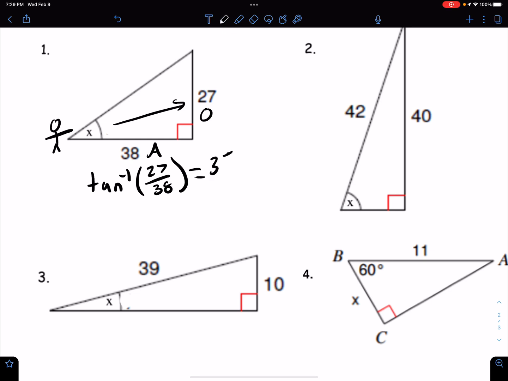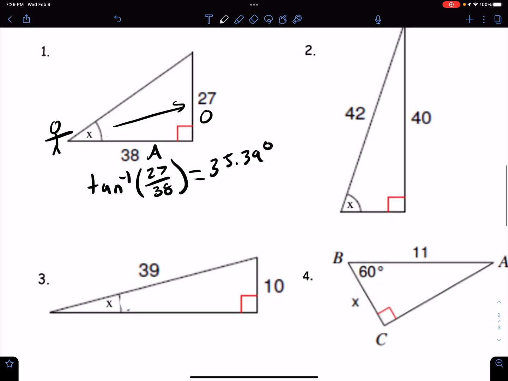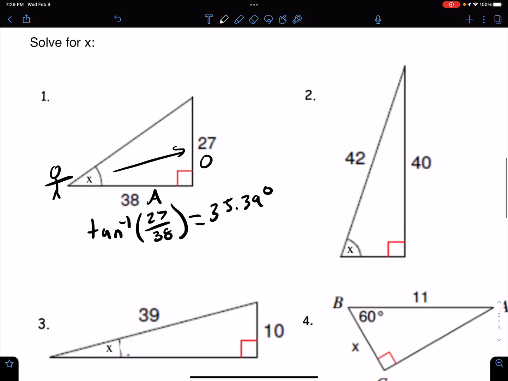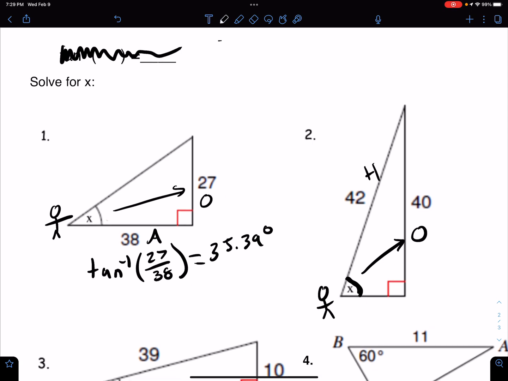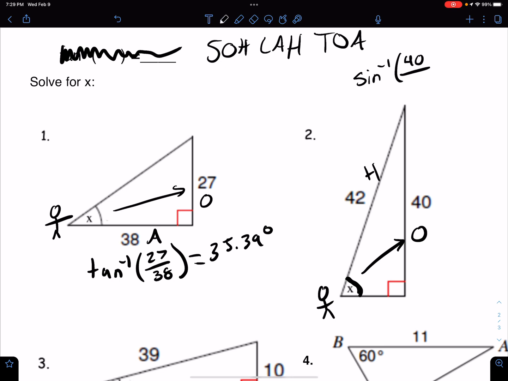Okay, I got 35.39 degrees, which would make sense. Okay, on to the next one. So if my reference is down here, and I have my person, my opposite side is going to be 40, and then I have my hypotenuse. So in this case, it's going to be what? Sine. SOHCAHTOA. So my opposite side is 40, so I'll say the inverse of sine, that's 40 over 42. What is that equal to?